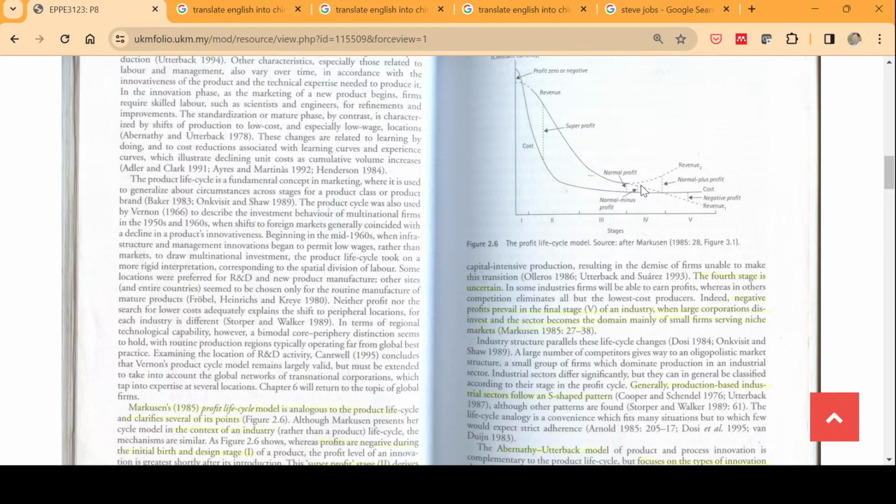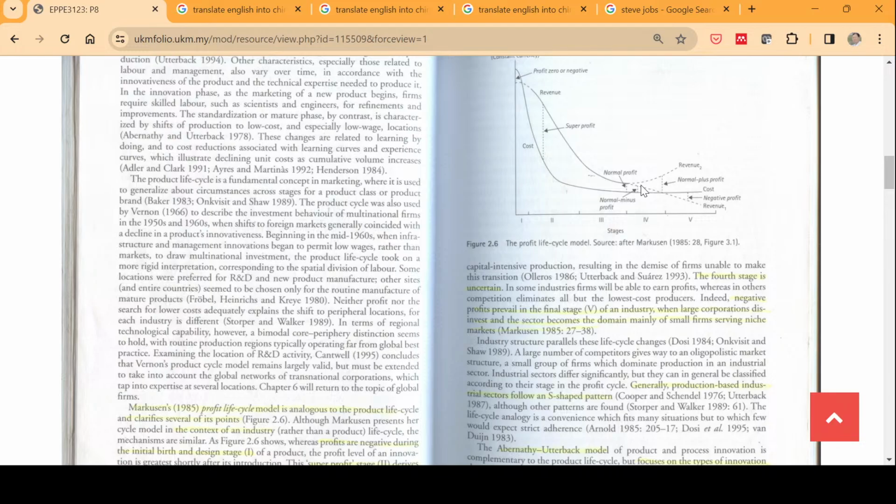So the 4th stage is uncertain as a result. In some industries companies will be able to earn profit, whereas in others, competition eliminates all but the lowest cost producer, who will stay in this 4th stage. Only the lowest cost producer. The technology has now become standardized. Basically, most of the competitors now can offer similar quality of products.